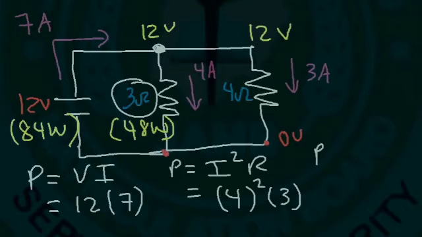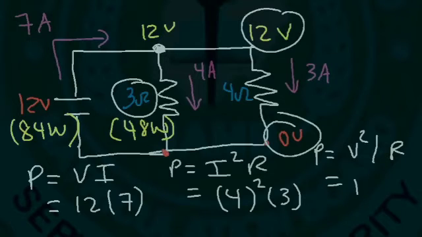Now let's calculate the power absorbed by the other resistor using V squared over R. The voltage across the 4 ohm resistor is 12 volts, so it's going to be 12 squared divided by the resistance of 4. So 12 squared is 144. But what's 144 divided by 4?